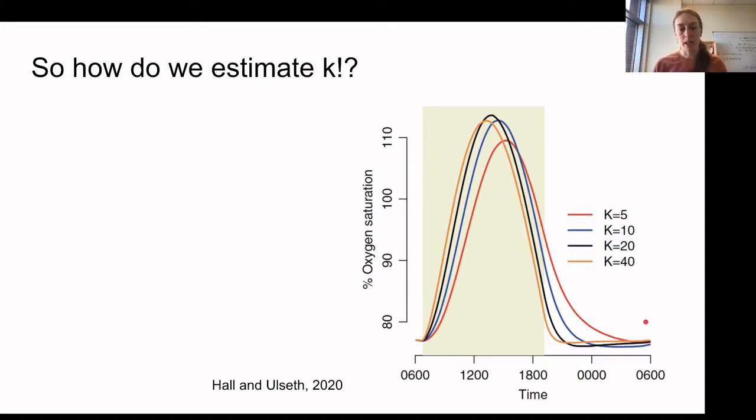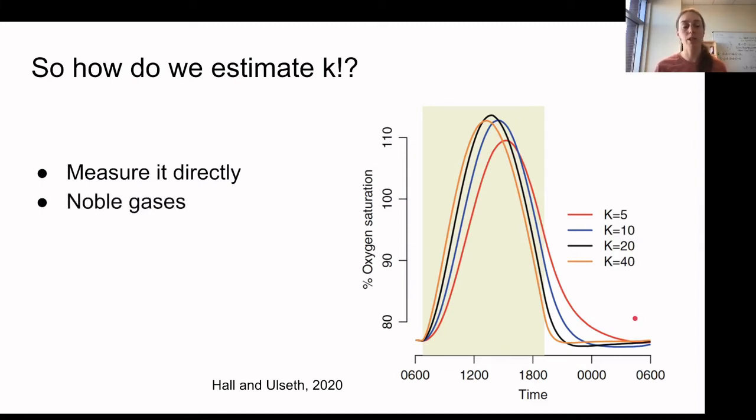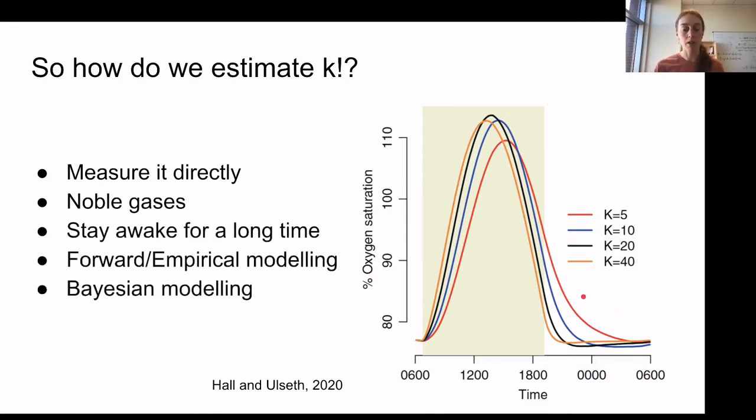So how do we estimate K? Well, using these is one way to do it. We can measure it directly. We'll talk about that. We can use noble gases as tracers. We can stay awake for a long time and measure these diel curves. We can model, both using forward and empirical modeling or Bayesian modeling.